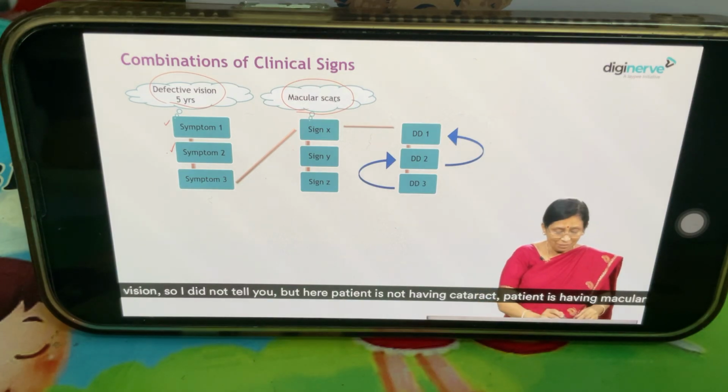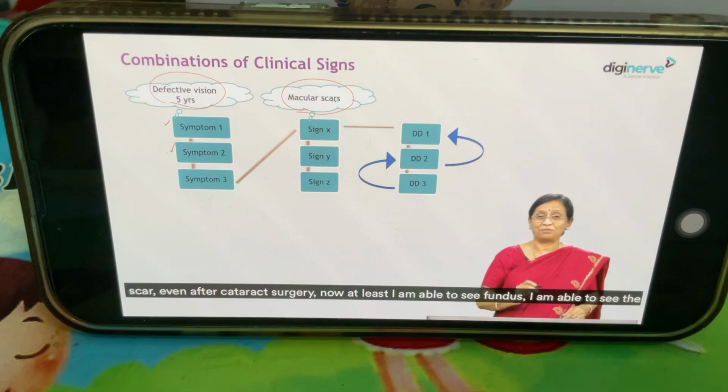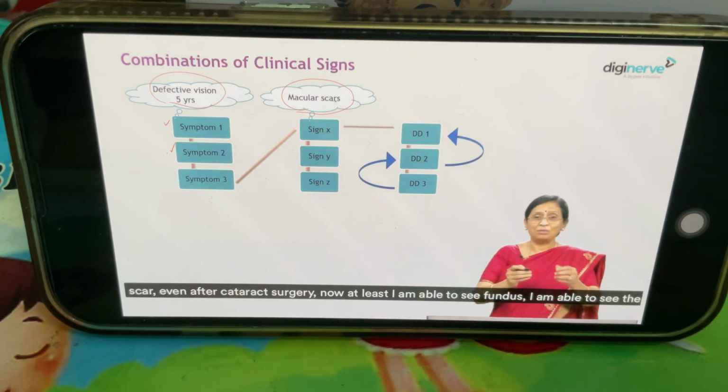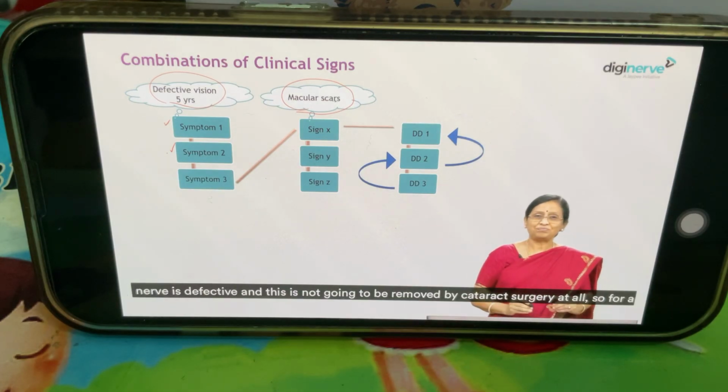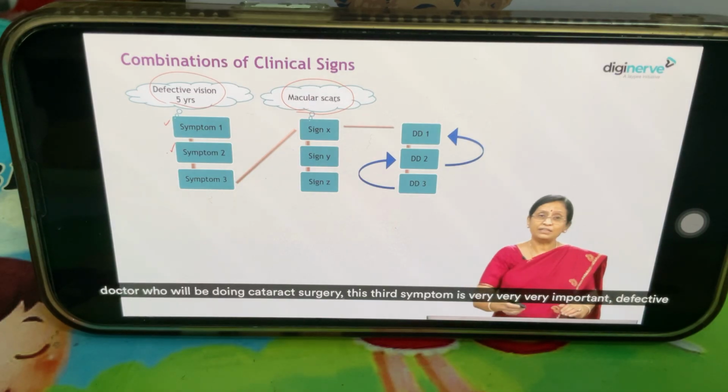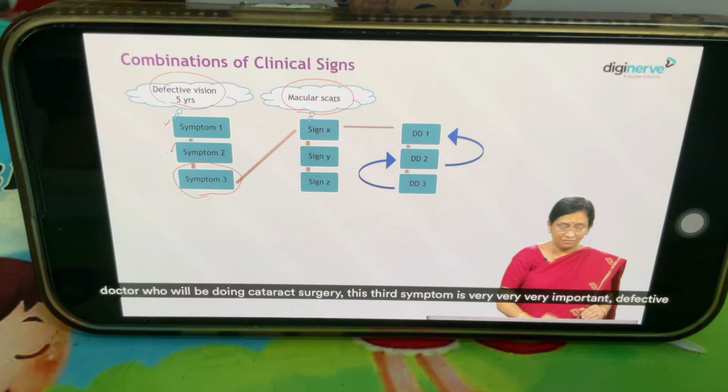But here, the patient is not having cataract. The patient is having a macular scar. Even after cataract surgery, now at least I'm able to see the fundus, I'm able to see the macula is defective, and this is not going to be removed by cataract surgery at all. So for a doctor who will be doing cataract surgery, this third symptom is very important. Defective vision is more important.